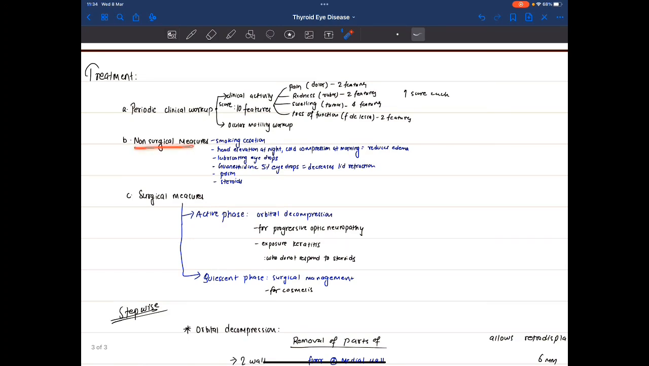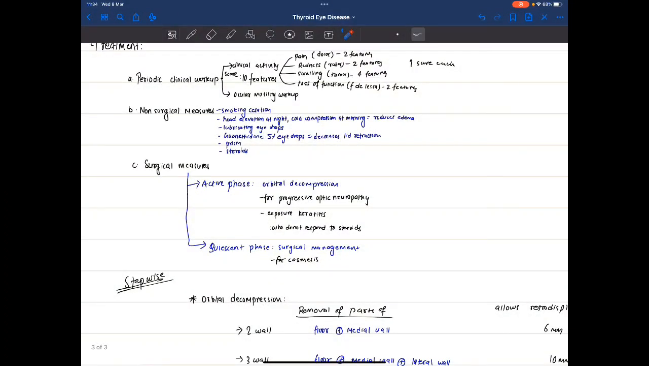Non-surgical measures include smoking cessation, head elevation at night, and cold compression in the morning, which reduces edema. Lubricating eye drops. Guanethidine 5% eye drops decrease lid retraction. You can apply prisms for diplopia, and you give steroids to reduce the inflammation.